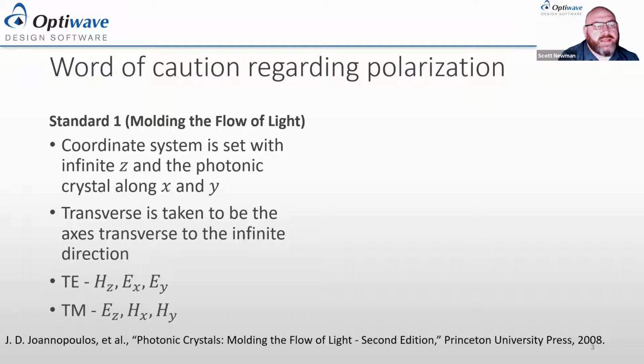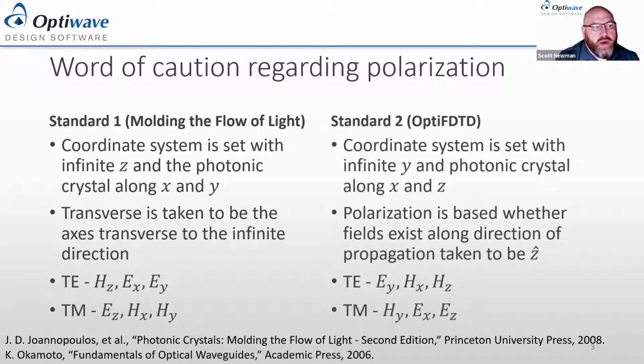The first one is what most people are exposed to when they start looking into photonic crystal research, and that's the text by Joannopoulos et al., called Molding the Flow of Light. They set their coordinate system to have an infinite Z, and then the photonic crystal is described across the X and Y axes. The transverse is taken to be the axes that are transverse to the infinite direction. So what that means is their transverse electric has EX and EY, and therefore HZ, and their transverse magnetic has HX, HY, and correspondingly EZ.